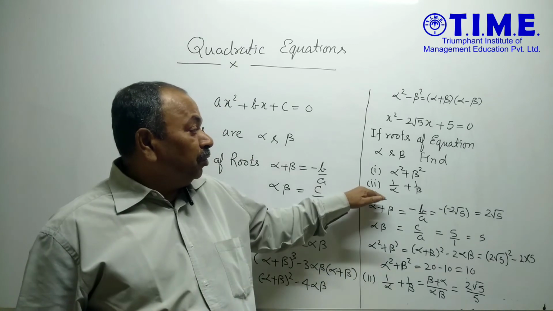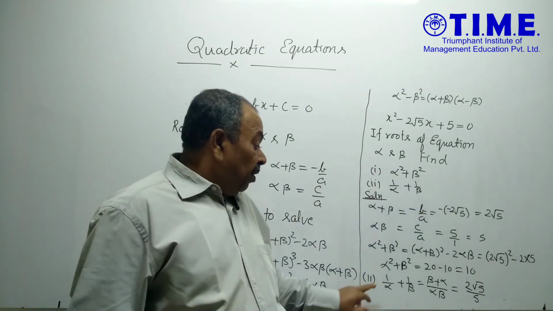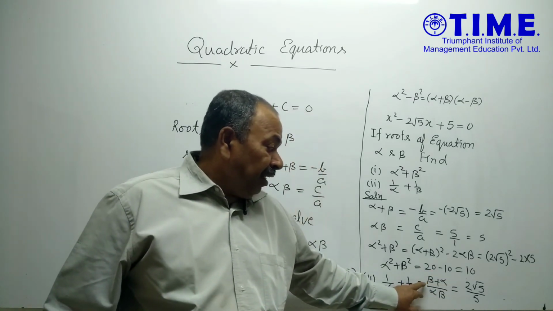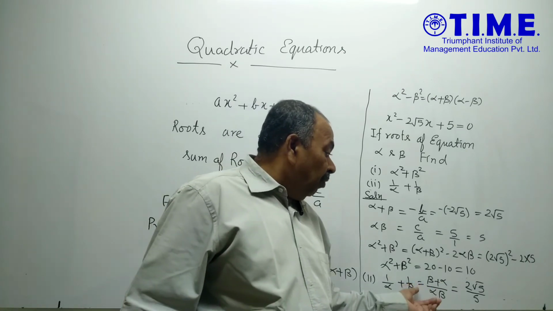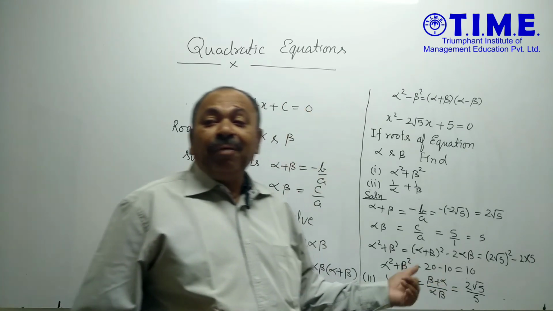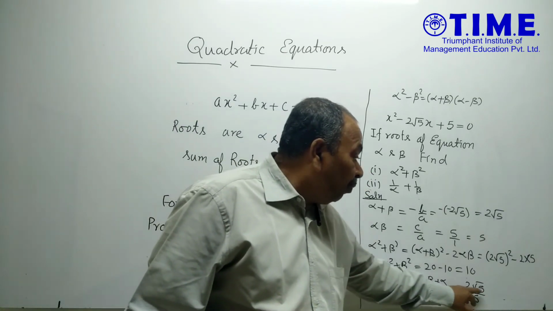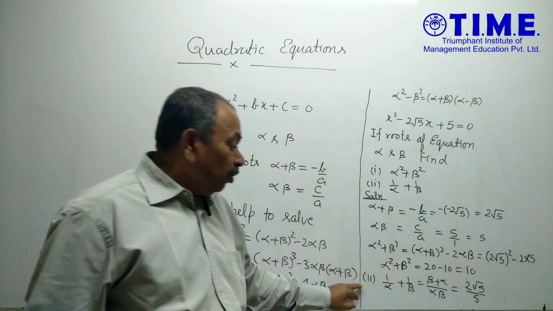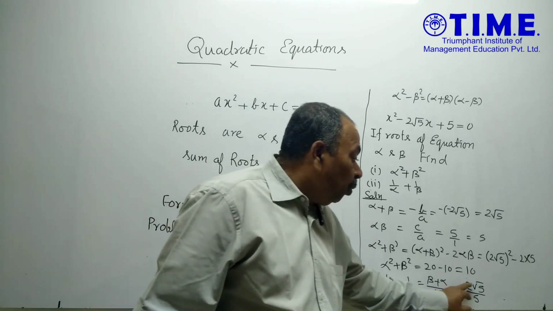And the second part of this question is what? We have to find 1 upon alpha plus 1 upon beta. We take the LCM. What are we getting? Beta plus alpha upon alpha beta. And what is the value? Beta plus alpha is the same as alpha plus beta. Alpha plus beta we already know, the value is 2 root 5, and upon alpha beta, which is 5. So what is the solution? We got 1 upon alpha plus 1 upon beta is 2 root 5 upon 5.